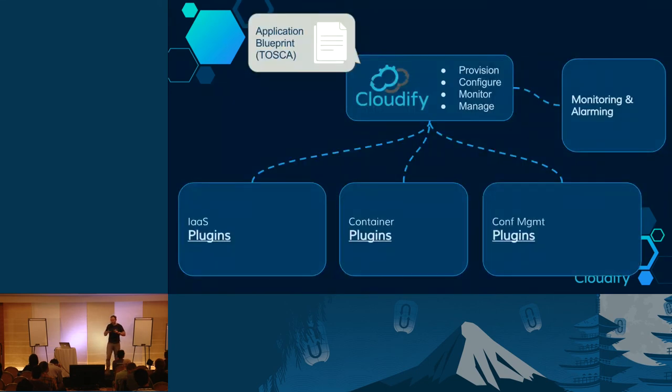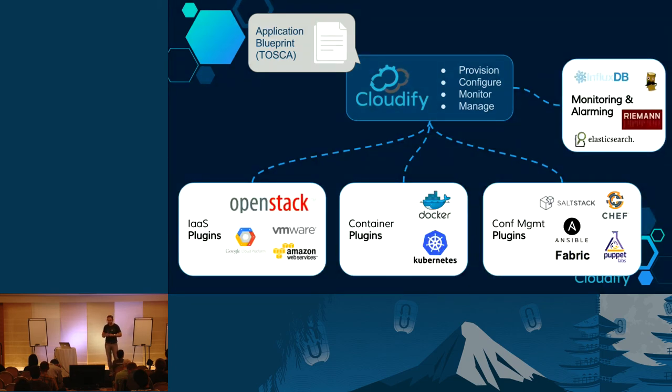So once I've written my Tosca application, Cloudify basically takes that Tosca blueprint, including all the inputs I'm providing to deploy an application, and it uses multiple plugins to provision, monitor, configure that specific application. And I have multiple types of plugins. For example, I have the infrastructure service plugins, I have container specific plugins, configuration management plugins, and also monitoring plugins that I could use. So for example, I could use Daemon mechanism and various technologies to implement those parts.